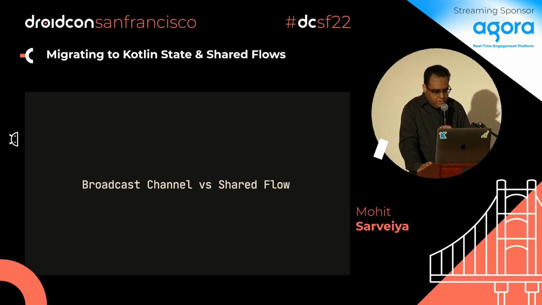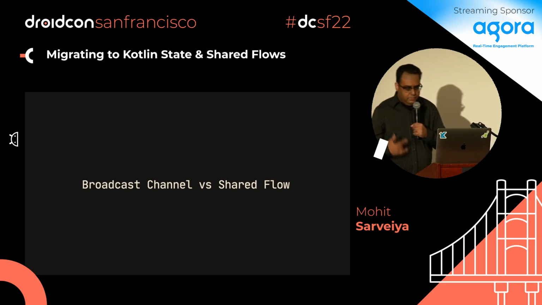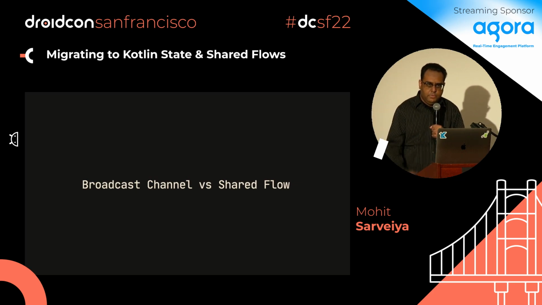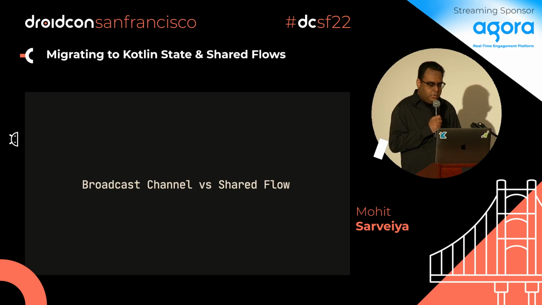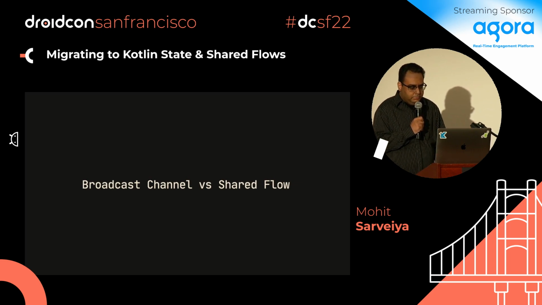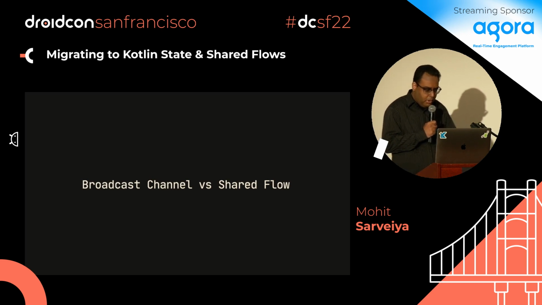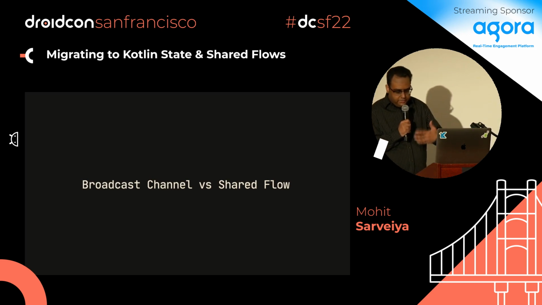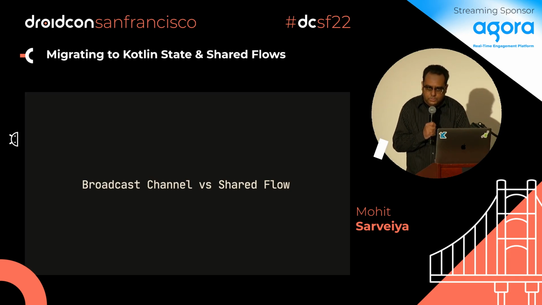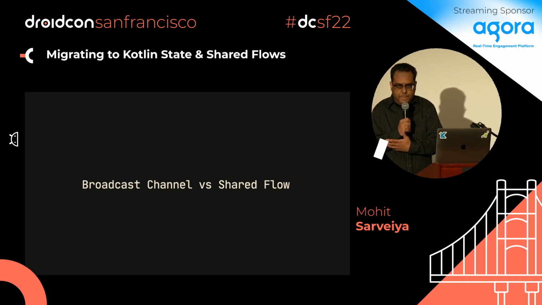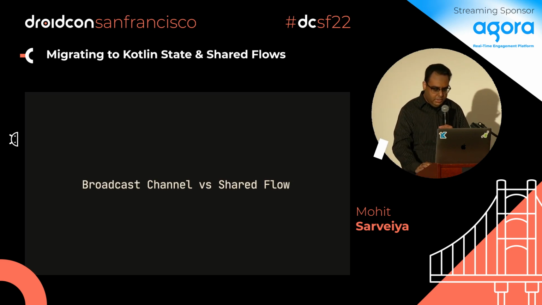So shared flows are a replacement for broadcast channels. Before shared flows, there was something called broadcast channels. Broadcast channels were deprecated. I remember working on a code base where a lot of the things that were used were broadcast channels. Migrating from broadcast channels to shared flows was actually very simple. There's a simple one-to-one mapping. So you might be in that scenario.